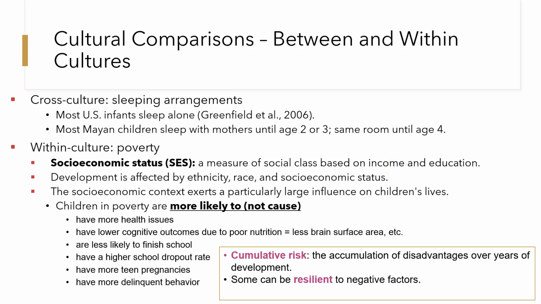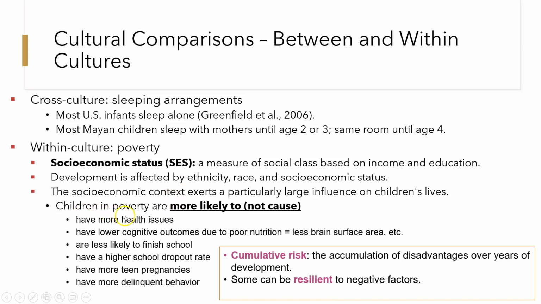And so socioeconomic context exerts a large influence on children's lives. And what we can think about is within a culture, let's just say within the United States, there is a huge variation of socioeconomic status, from children living in extreme poverty to children living in extreme wealth. And so within a culture, there is a huge amount of variability, and we can study that as well.